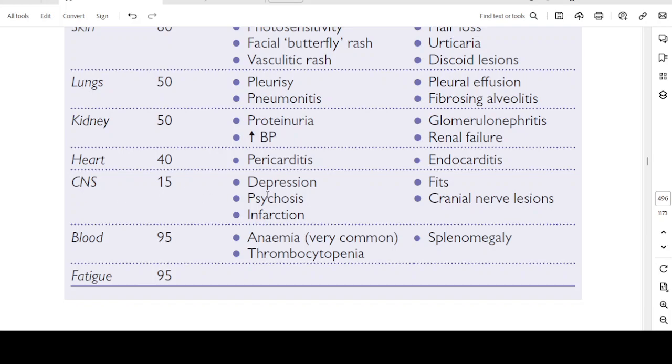CNS, 15%: depression, psychosis, infarction, fits, cranial nerve lesions. Blood, 95% of patients: anemia, very common, thrombocytopenia, and splenomegaly. Fatigue, 95% of the patients.